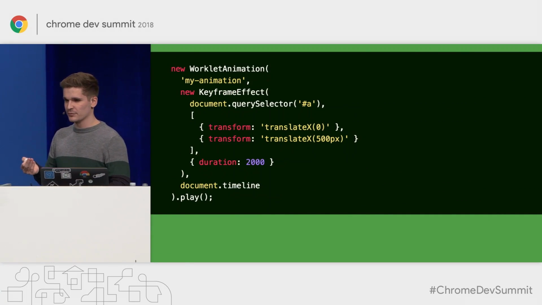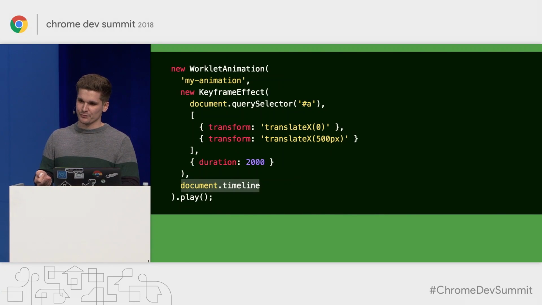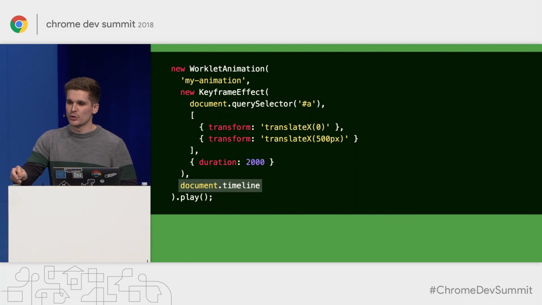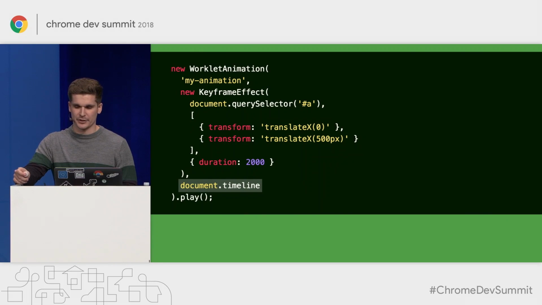So far, we have done this. We have done an animation. But if you look at this, I explicitly wrote out document timeline, even though it's an optional argument. The point is that with Animation Worklet, you could get time from somewhere else, not just actual time.